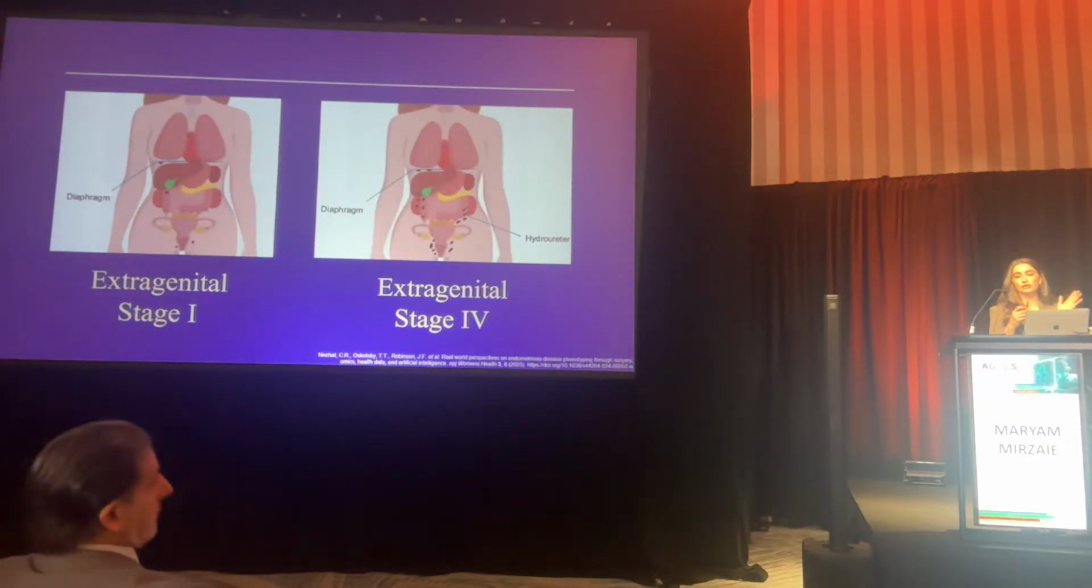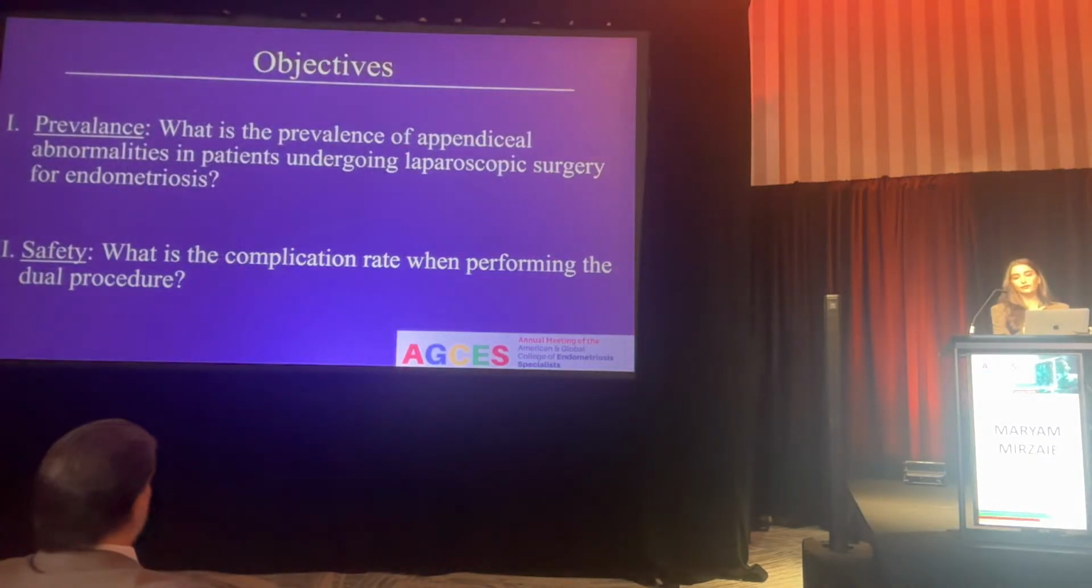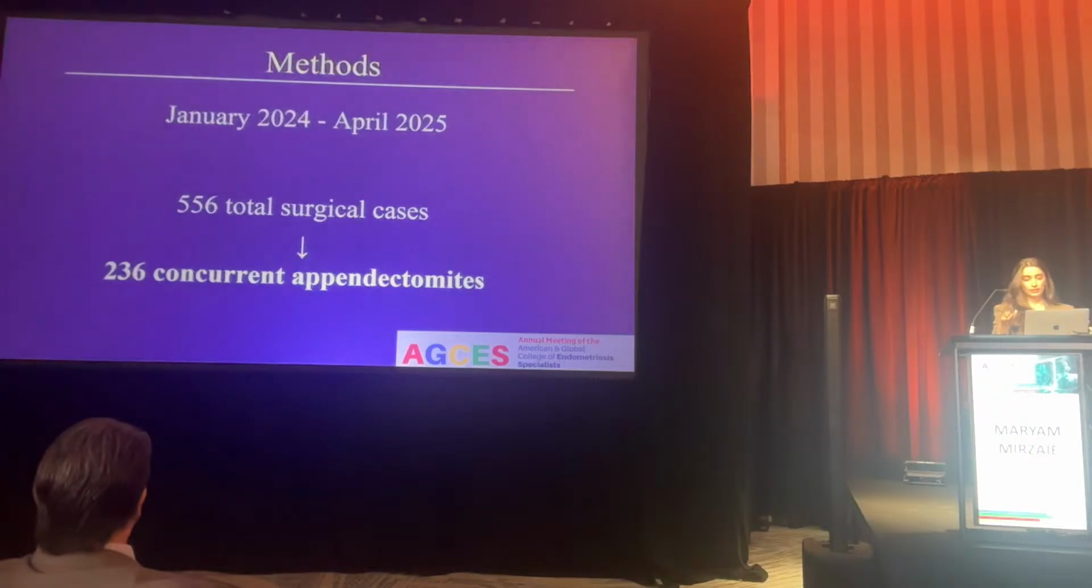Ultimately, it was this ambiguity that motivated this study and led us to two main questions. The first one regarding prevalence: what is the prevalence of appendiceal abnormalities in patients with endometriosis? And then safety: what was the complication rate when the concurrent procedures were taking place?